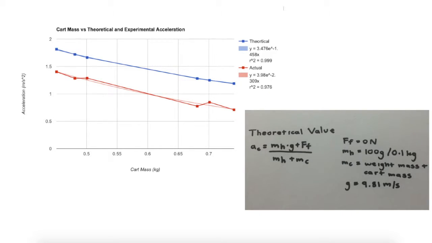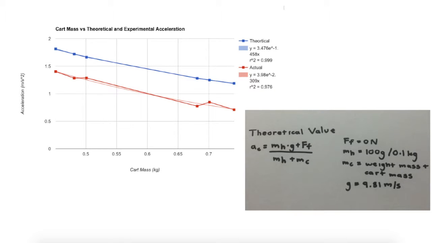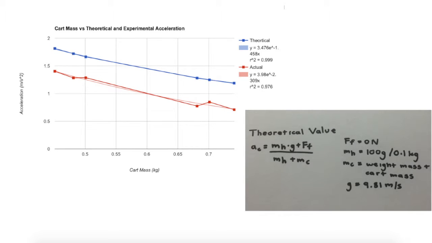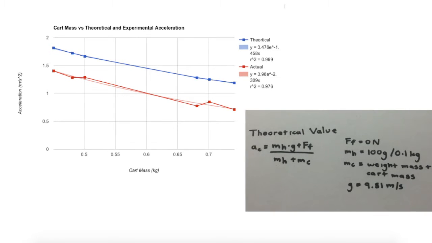In conclusion, the results we acquired supported our claim, which is that if the cart's mass is increased, then the acceleration will decrease. The cart's mass versus the average acceleration graph shows the theoretical values, blue line, experimental values, red line, and the exponential trend line. The data does support our claim, since the acceleration decreases when the mass is increased.